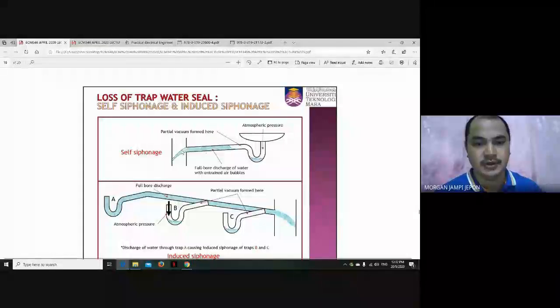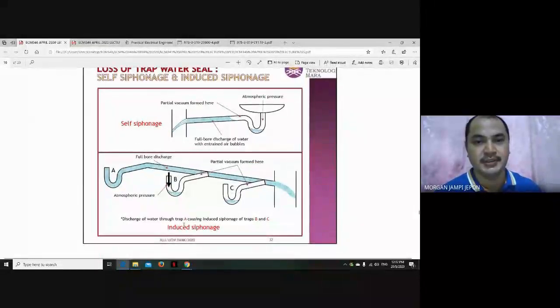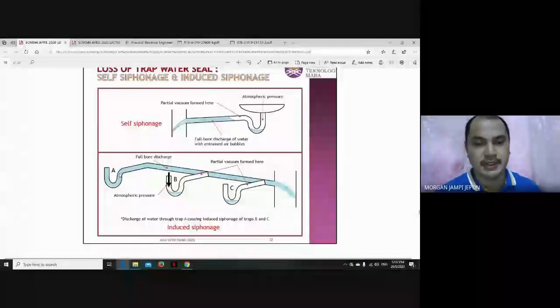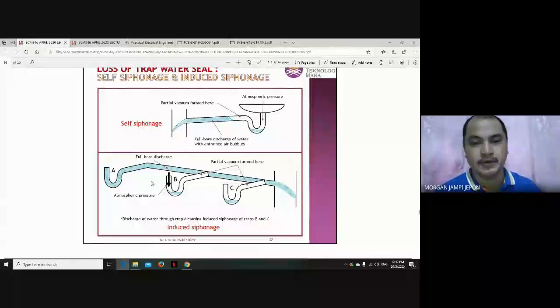And this one is called induced siphonage. So induced siphonage is because there are several water closets combined together into a single pipe. So when one water closet flushes, it may create partial vacuum from here, and that creates the atmospheric pressure that sucks water from this water closet. Okay, so that is induced siphonage, right?